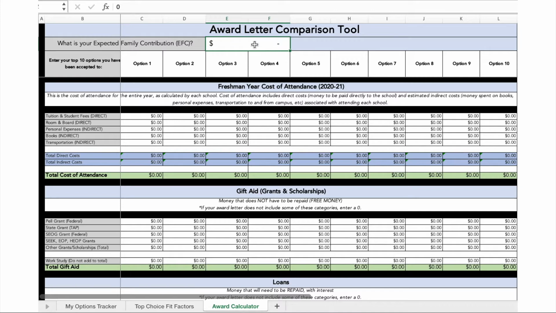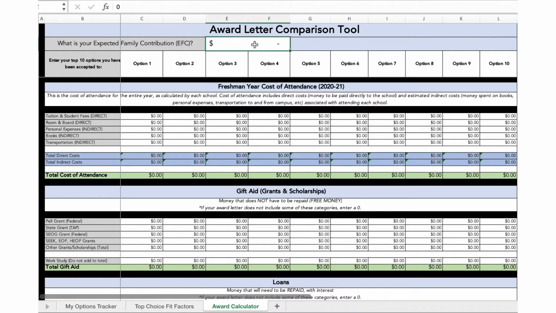The award letter comparison tool essentially does the math for you to figure out the true cost of attending a certain program or school. All you have to do is plug in the numbers from your award letters. This tool will help you make sense of your award letters and compare and contrast the different award packages that you have received. So let's get started.